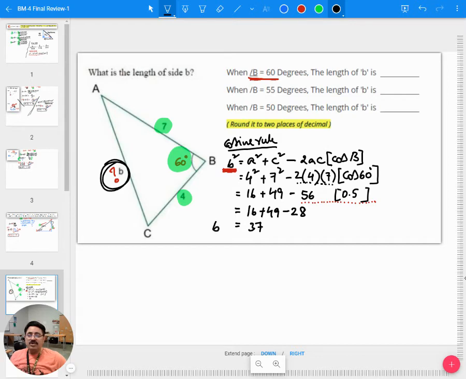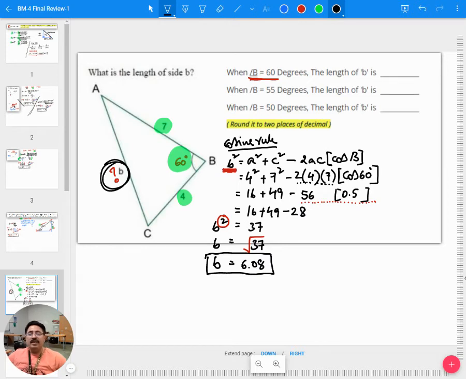So b squared equals 37. Please remember, when the square is eliminated, on the other side we keep the square root. Therefore, the value of b equals the square root of 37. Let me compute the square root of 37 on my calculator. It is 6.08. The value of b is 6.08. Actually, this is how we compute. You practiced this kind of question several times.